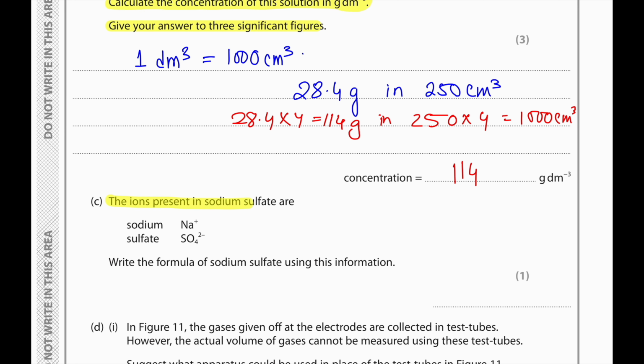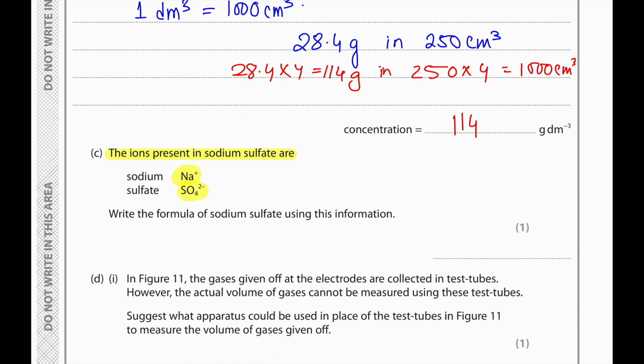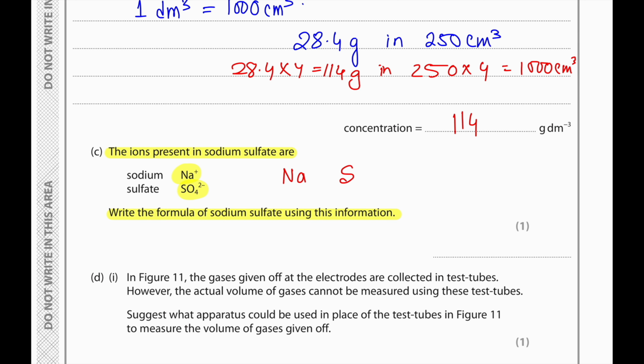The ions present in sodium sulfate are Na plus and SO4 2-. So sodium ion and sulfate ion. Write the formula for the sodium sulfate using this information. To write the formula, we will represent the two ions side by side with their charges at the bottom, and then we will exchange their charge numbers with them. This will give us Na2SO4.